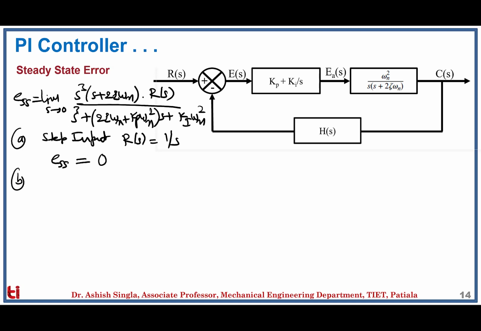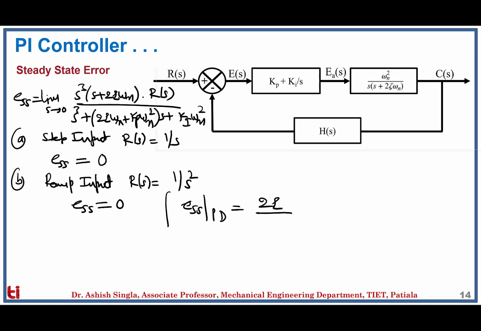Whereas in the case of ramp input, where R(s) is equal to 1 by s squared, still the steady state error is 0, because this 1 by s squared will cancel only 2s in the numerator polynomial. Still there is one s pending, which will make the expression go to 0. And if we compare it with the steady state error using the PD controller, the earlier expression was 2 zeta by kp omega n. Here using the PD controller with the ramp input, the steady state error was finite, which has been reduced to 0. So that is the biggest advantage of using the PI controller.